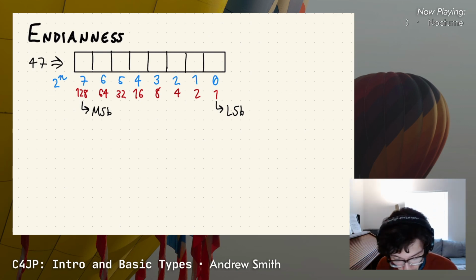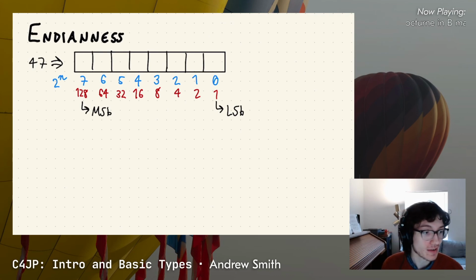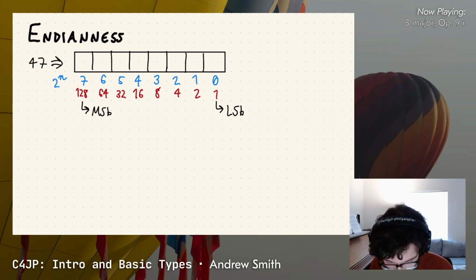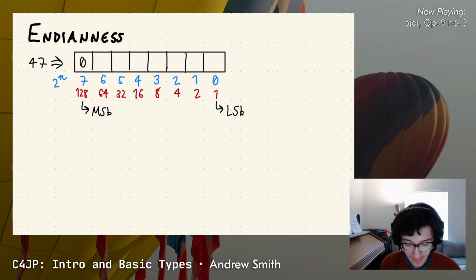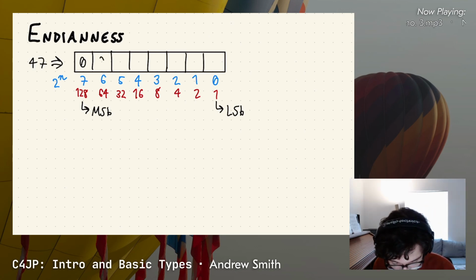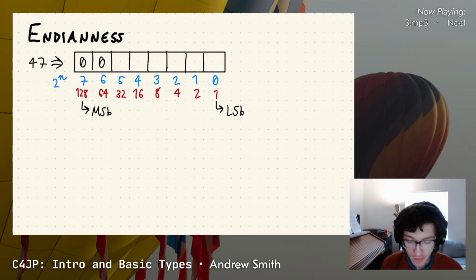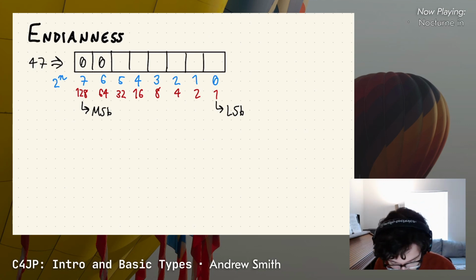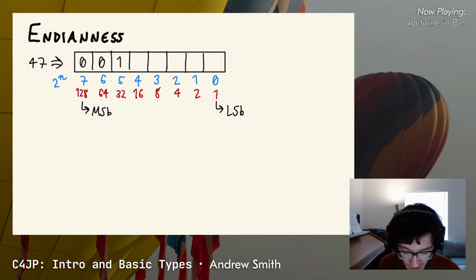So we can go ahead and start converting our number. All right, so 128 is greater than 47, so there are no 128s that go into the number 47. And so we're going to write a 0 for that place value. 64, same thing. No 64s can go into 47. 64 is larger than 47. So we're going to write a 0. 32, on the other hand, is less than 47. And so we can have a 32 as a constituent in 47.